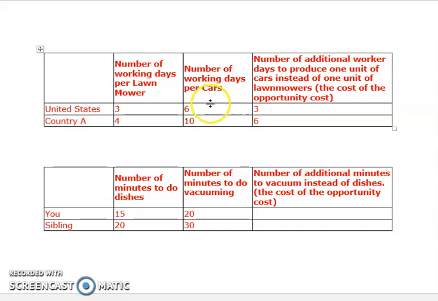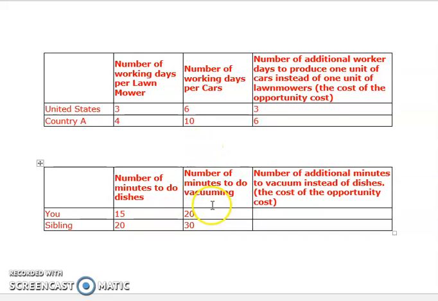So in this case, what would end up happening is that the U.S. would make cars in 6 days. So every 6 days, they'd be able to make a car. So let's say they're going to make 2 cars in 12 days. And while country A works on making lawnmowers, in that same 12 days, country A is going to make 3 lawnmowers. And then the U.S. is going to trade one of those cars for, well, in this case, 1.5 lawnmowers. This must be really good lawnmowers, but it's all just theoretical anyways.